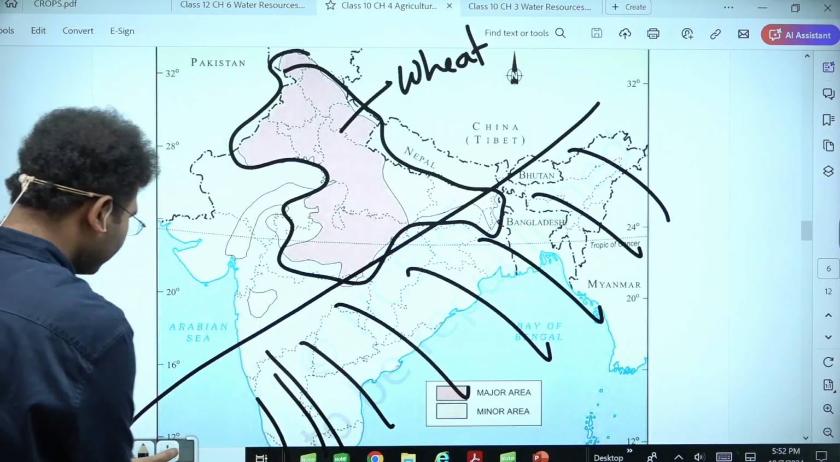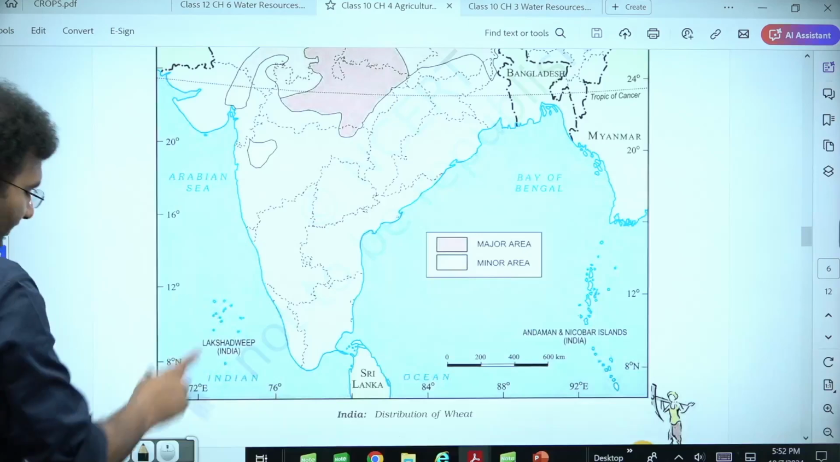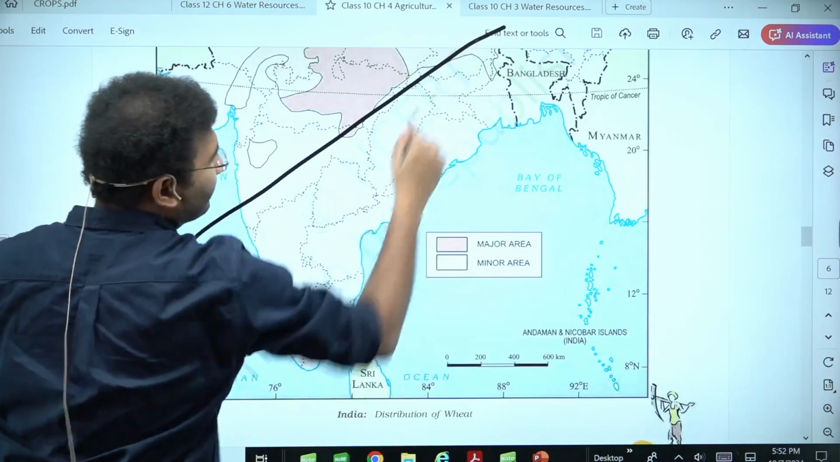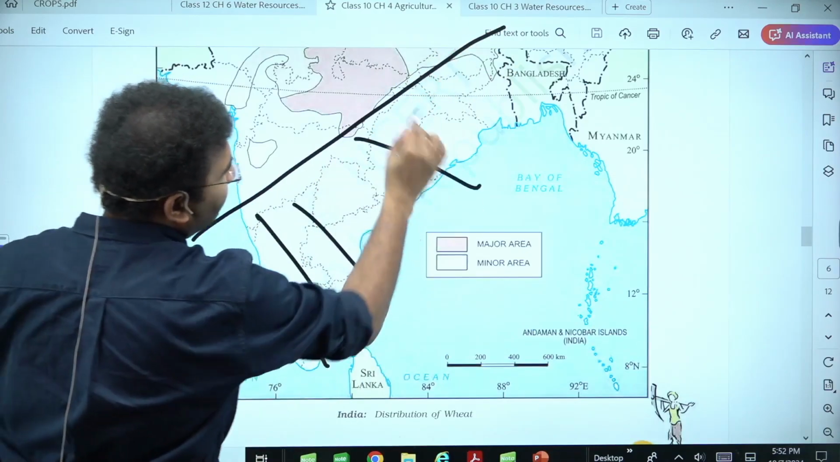So here, this is the rice growing area. This entire India eats rice.